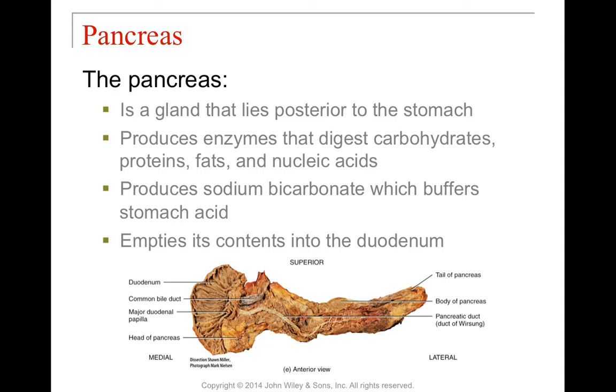All right, let's talk about a very important accessory organ for a moment here. This is the pancreas. The pancreas lies just posterior to the stomach and produces specialized enzymes that help digest things like carbohydrates, proteins, fats, and nucleic acids. It also produces sodium bicarbonate.